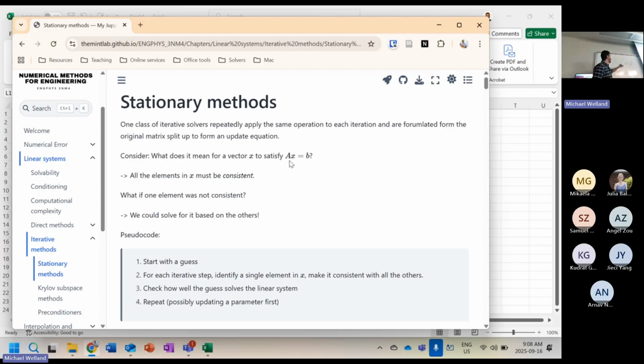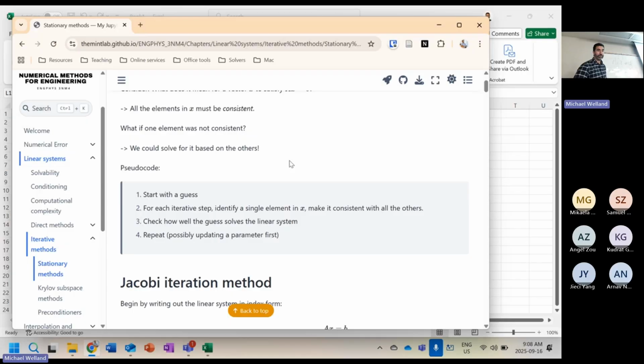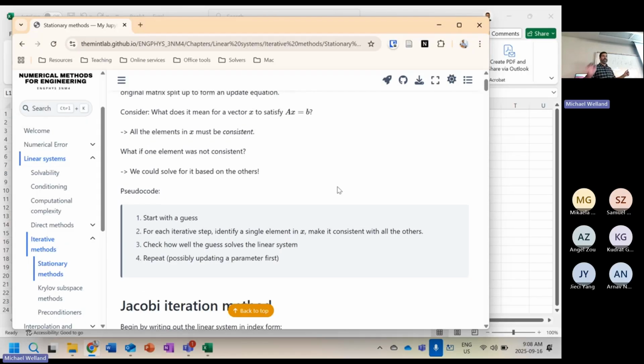So could we take this matrix and assume that these 2 guys are consistent, are correct? And what would this element have to be in order to match up with these 2? So the idea with this is that we're going to start with a guess. And for every step, we're going to identify a single element in the solution vector and update it. We're going to make it consistent with the other ones.